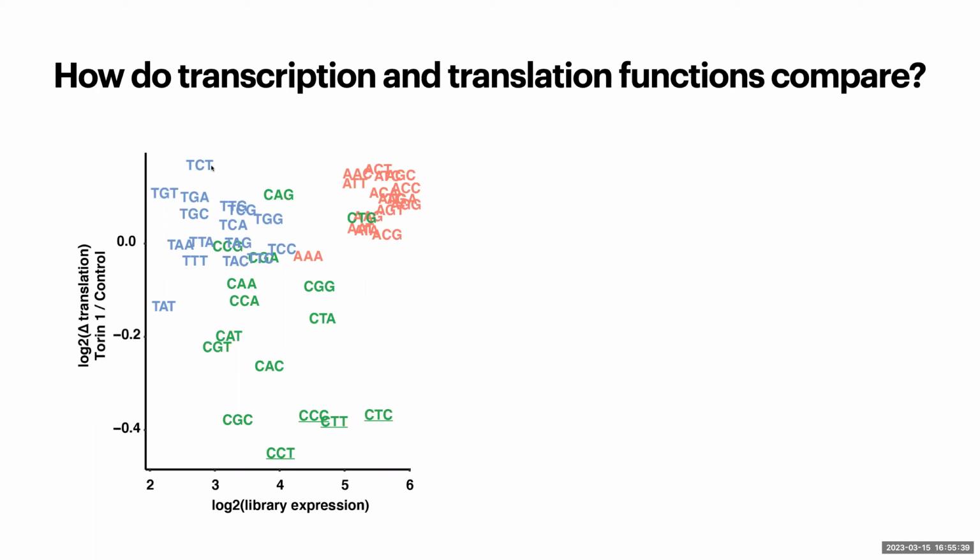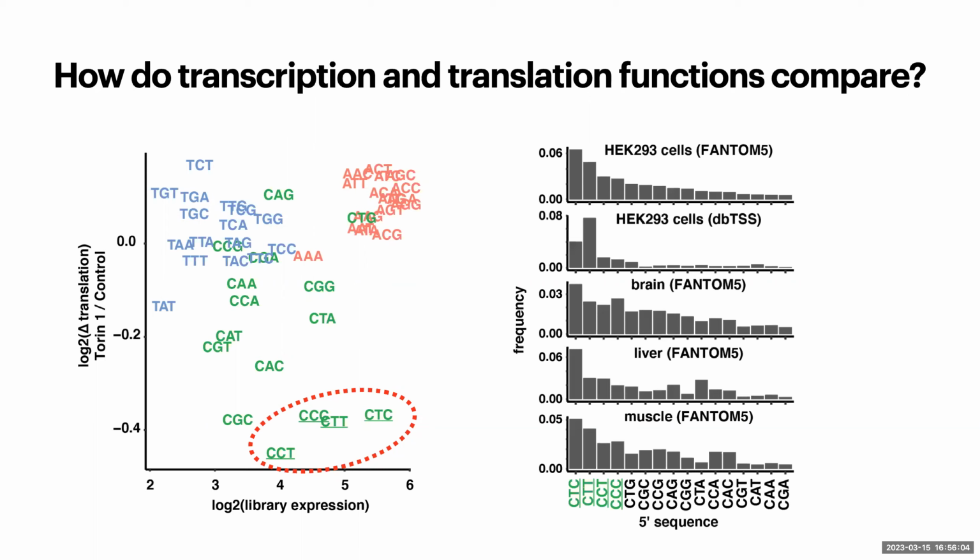All the +1T sequences are quite lowly expressed and also not that translationally regulated, whereas +1Cs span this whole region. And what's interesting is that down in this corner is a set of four TSS sequences that have both pretty good expression and pretty strong translation regulation. And if you look at TSSs that are used across endogenous mRNAs, so this is TSS frequencies across some cell lines and other human tissues, what you find is that those exact 4 sequences are also preferentially used in endogenous mRNAs.